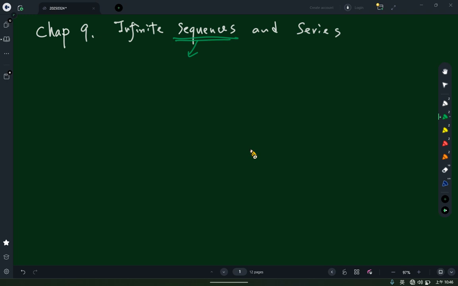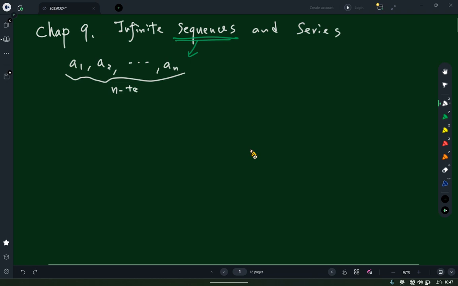I believe you may also know that a sequence is about a set of numbers, right? A1, A2, up to AN. So in total, we have n terms. We have n terms. But this is for a finite sequence.